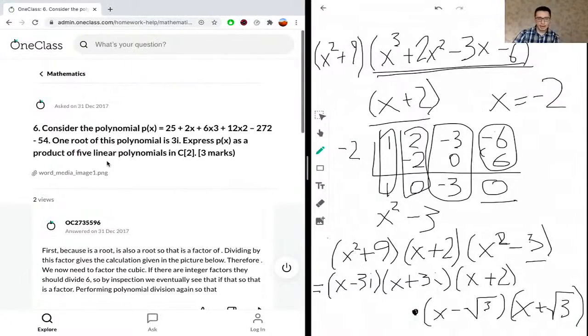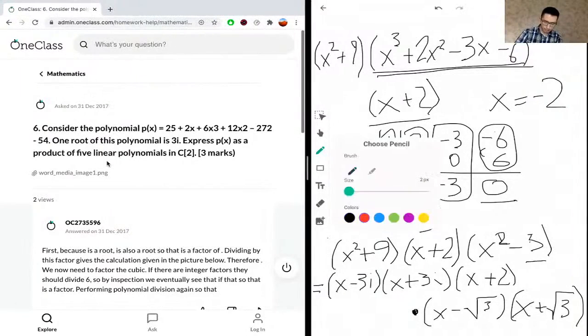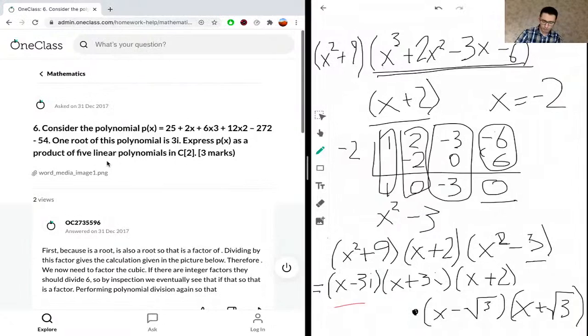Linear just means that x will be to the power of 1. So each part of the equation is x to the power of 1. So we have 5 roots. We have x equal to plus or minus 3i, x equal to plus or minus square root 3, and x equal to negative 2.